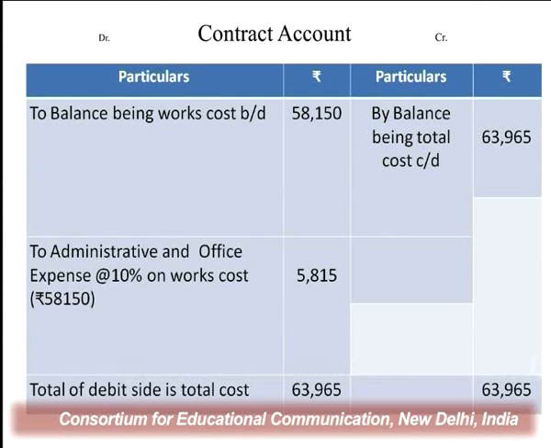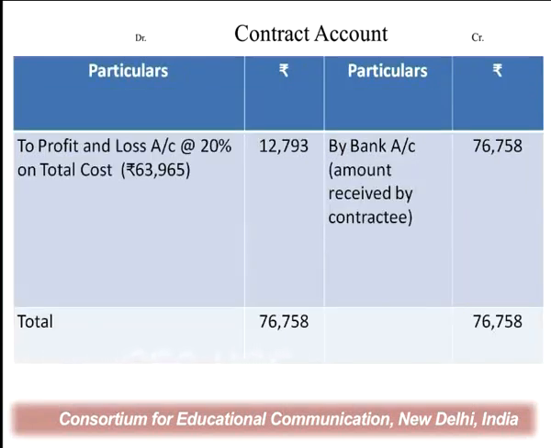So coming to the debit side again, balance 58,150. Then it says administrative and office expenses are 10% of the works cost. So what is our works cost? 58,150. So your administrative cost is 10% of the works cost, that is 5,815. So the total of the debit side comes to be 63,965. Balance being the total cost, so 63,965.